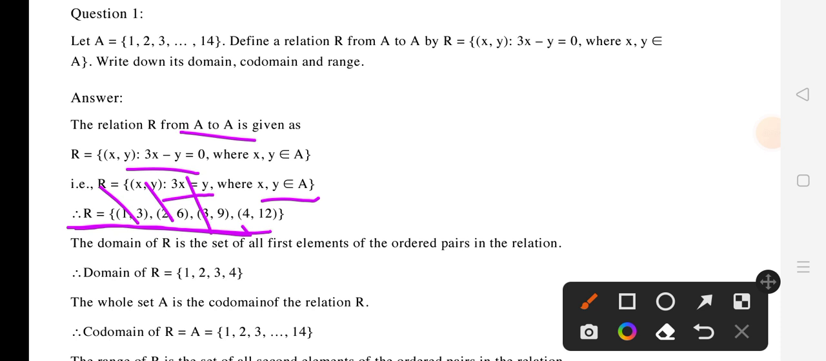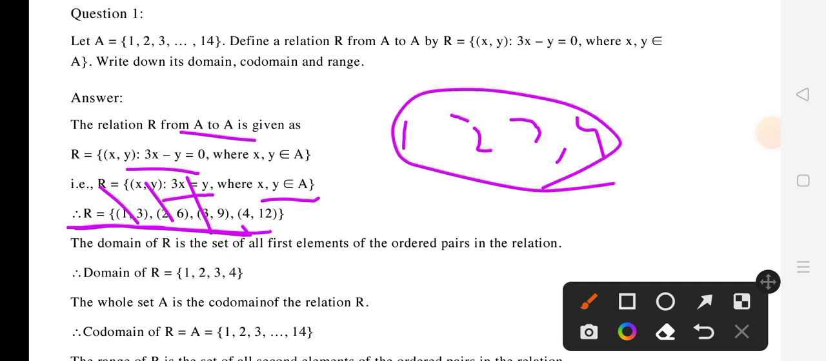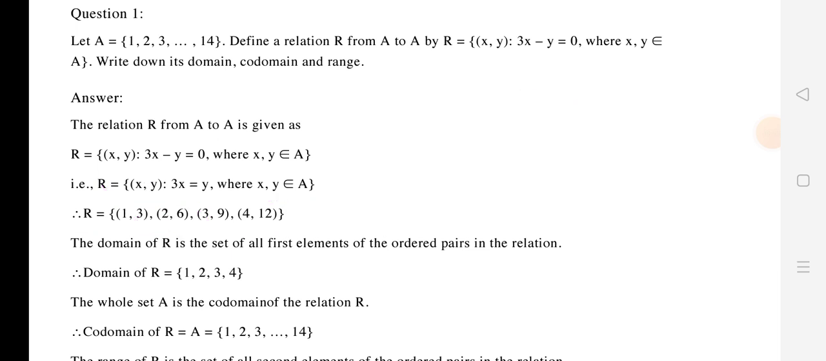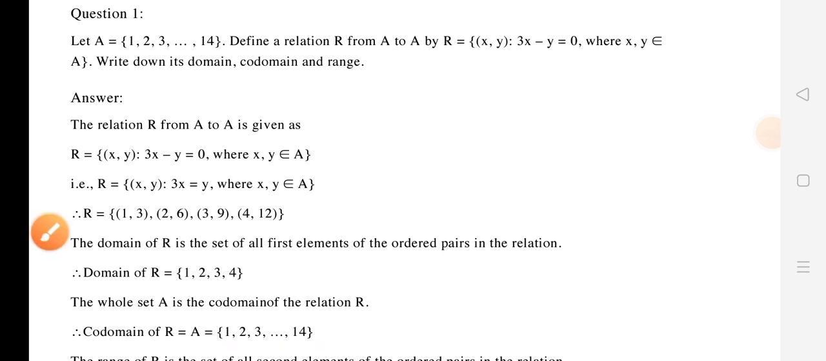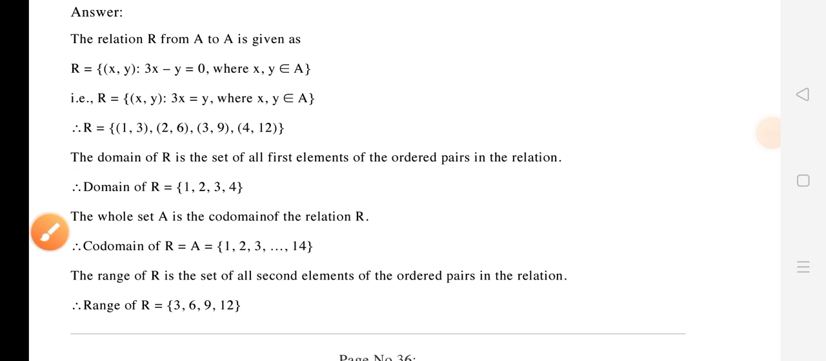The domain of R is simply {1, 2, 3, 4}. The set of all elements of set A and the set of all elements of set B is the codomain. So the codomain is actually 1, 2, 3 up to 14. These are the codomains.